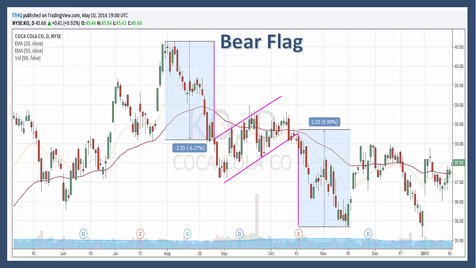As far as duration, flags are a short-term pattern that can last anywhere from 1 to 12 weeks. Now, ideally, these patterns will form between 1 to 4 weeks. But once a flag becomes more than 12 weeks old, it usually turns into some other formation, such as a symmetrical triangle or a rectangle.